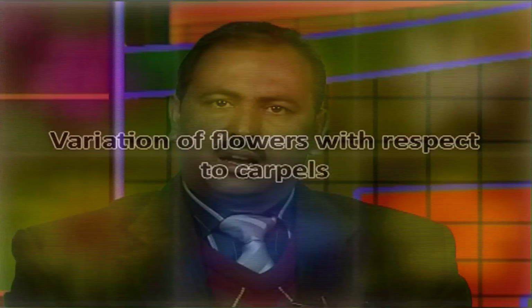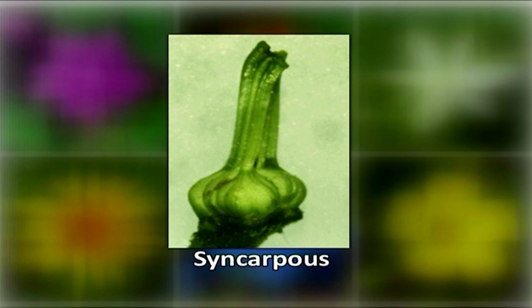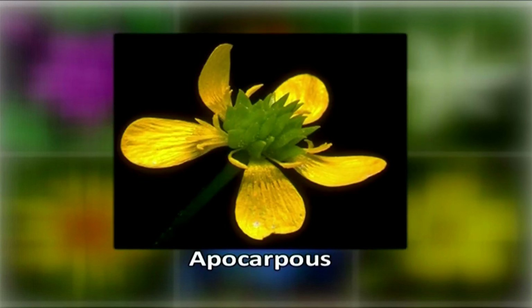Variations of flowers with respect to their carpels. On the basis of number of carpels, flowers may be monocarpellary, having 1 carpel as in pea, or polycarpellary with many carpels as in China rose, which may be syncarpous with fused carpels, or apocarpous where carpels are free.